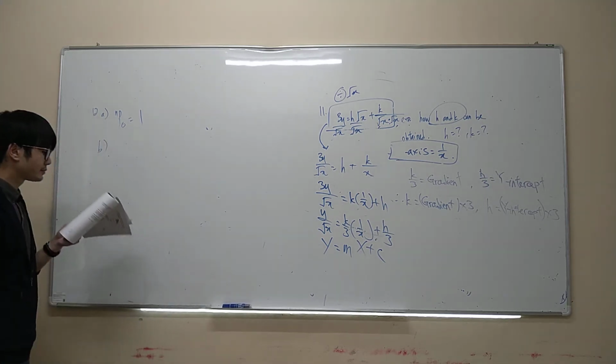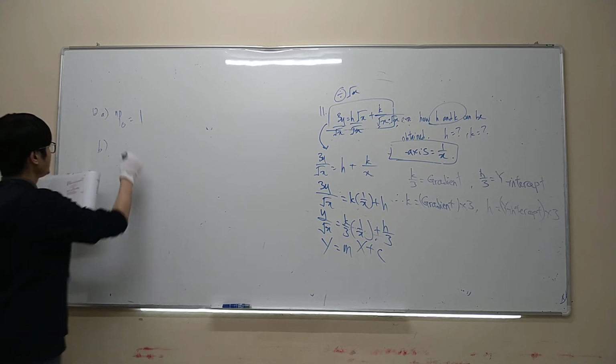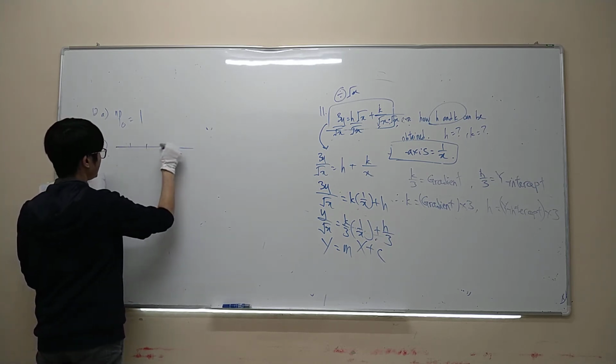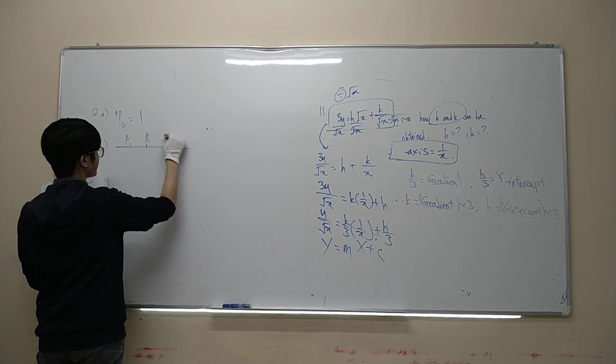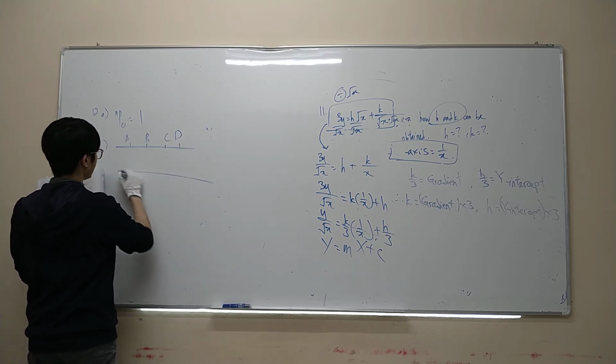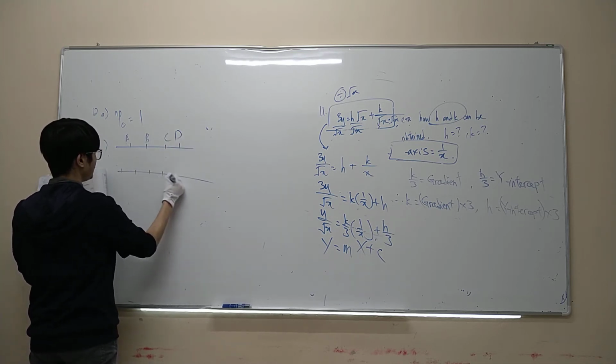Okay, B. Okay, B this one I have to draw. So A, B, C, D. And then A, B, C, D, E, F.